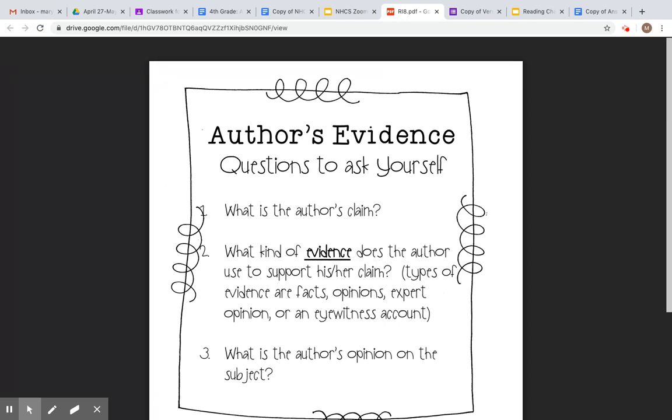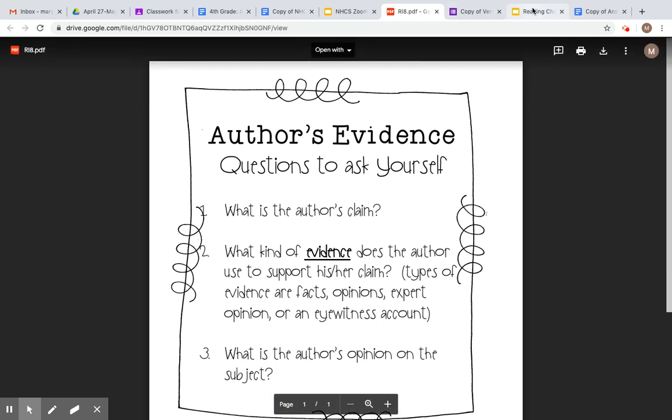In the future, we're going to look at the evidence and say, what types of evidence did they use? That's where we're going to go into. Did they use facts? Did they use opinions, expert opinions, or eyewitness accounts? And then even later, we'll go into what is their opinion on this subject. But we're kind of breaking this down one thing at a time.